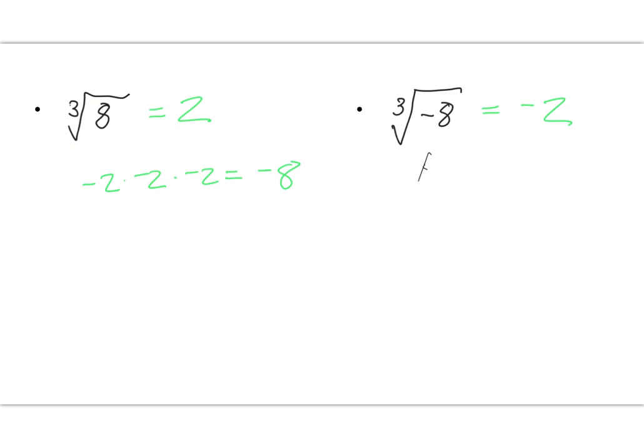Also, I can look at this as the cube root of 8 times the cube root of negative 1. 2 times negative 1 is negative 2. All right. And I'm intentionally writing it like that for a future slide, setting you up for what we're going to be getting to in a little bit.